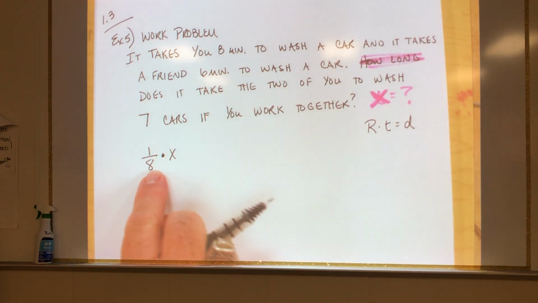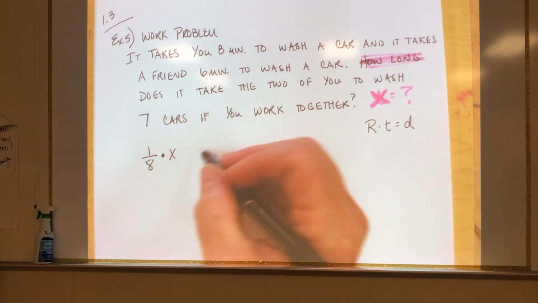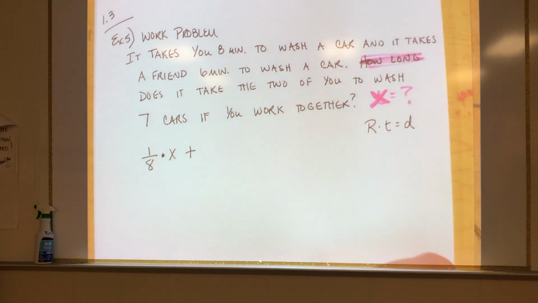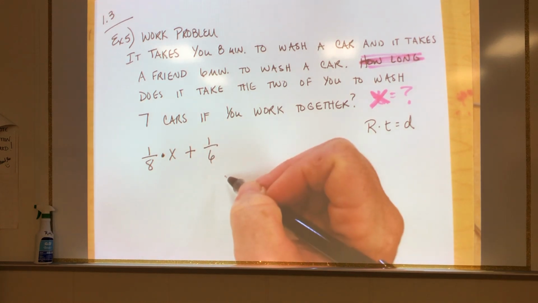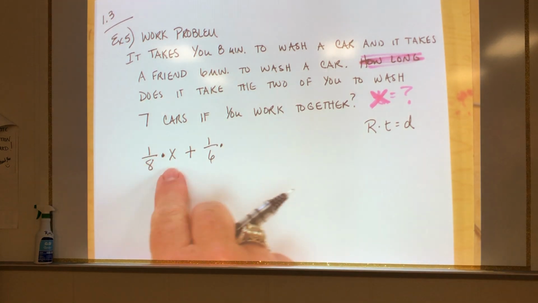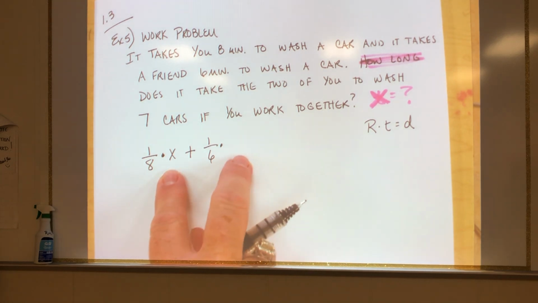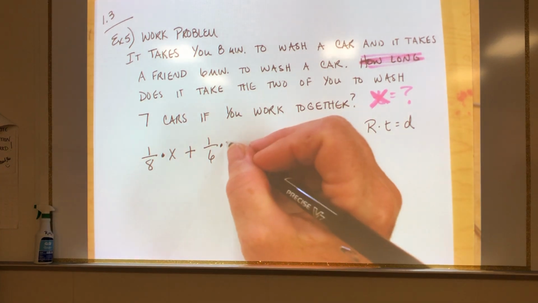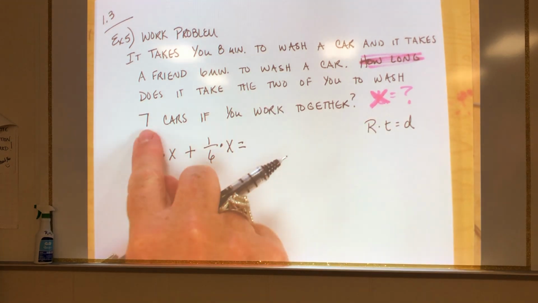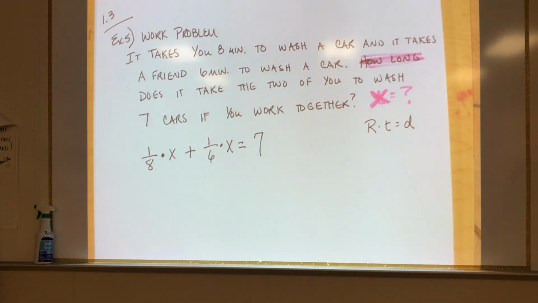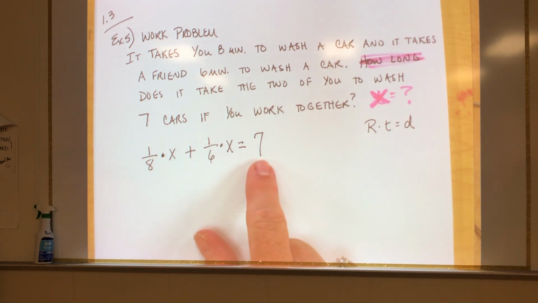So this rate times this time, plus I'm working with somebody, okay? His rate is 1 car in 6 minutes, times his time. It's the same amount of time as me. We're not stopped until it's all done, and we're both working the whole time. And what am I trying to do? Wash 7 cars. So I'm going to set it equal to 7. If I was painting the house, what would it be equal to? 1. Yeah, 1.